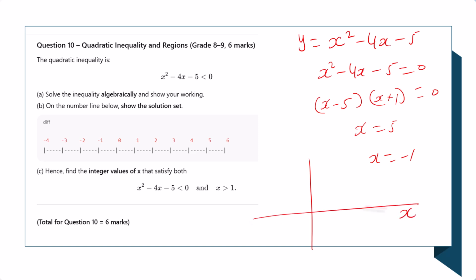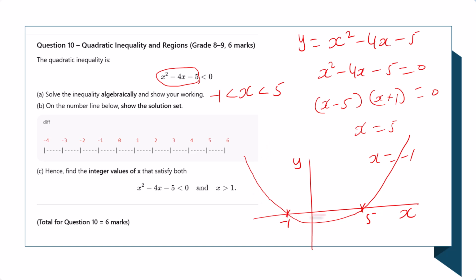This is the x-axis and this is the y-axis. The x coordinate where it's going to cross is negative 1. So that's the root, and also 5. So my graph will look kind of like this, a bit more realistic. It's quadratic, so you have to be able to sketch it properly. Now, we're looking for the values where the graph is below the x-axis because it's less than 0. So it's going to be here. So our answer is that x ranges between negative 1 and 5.